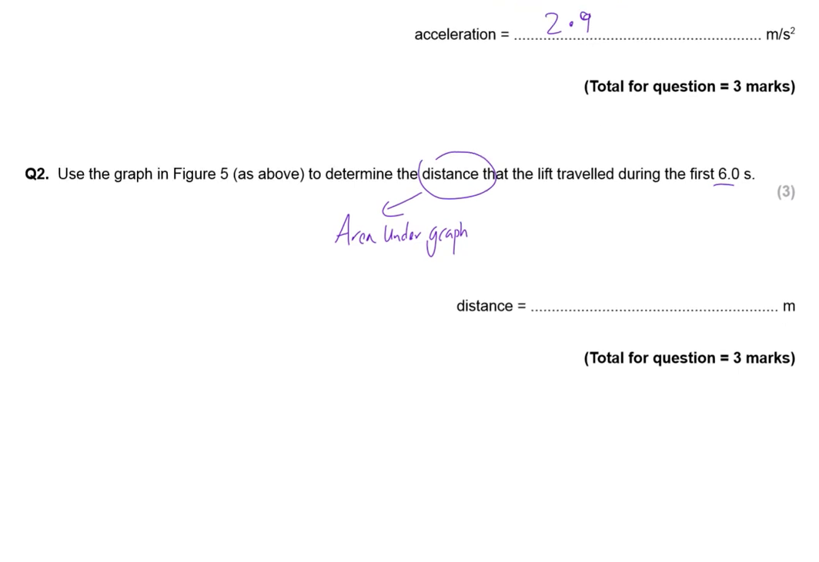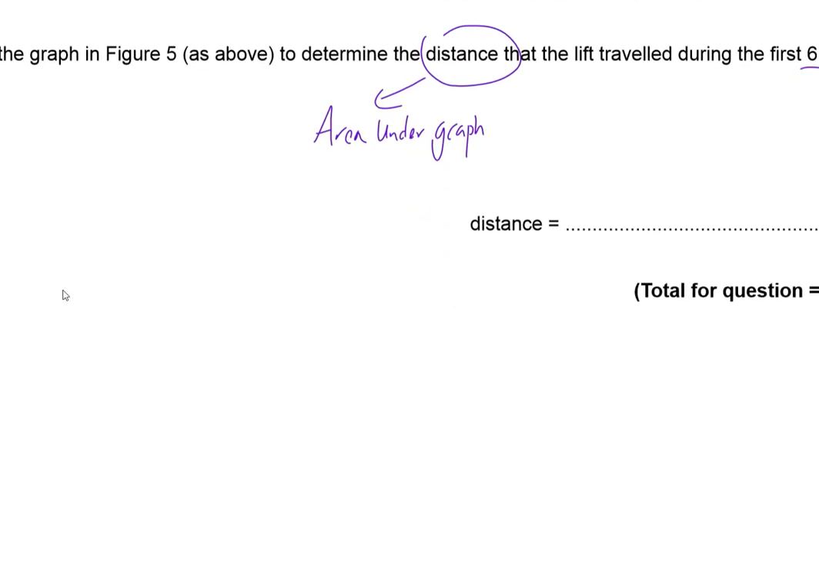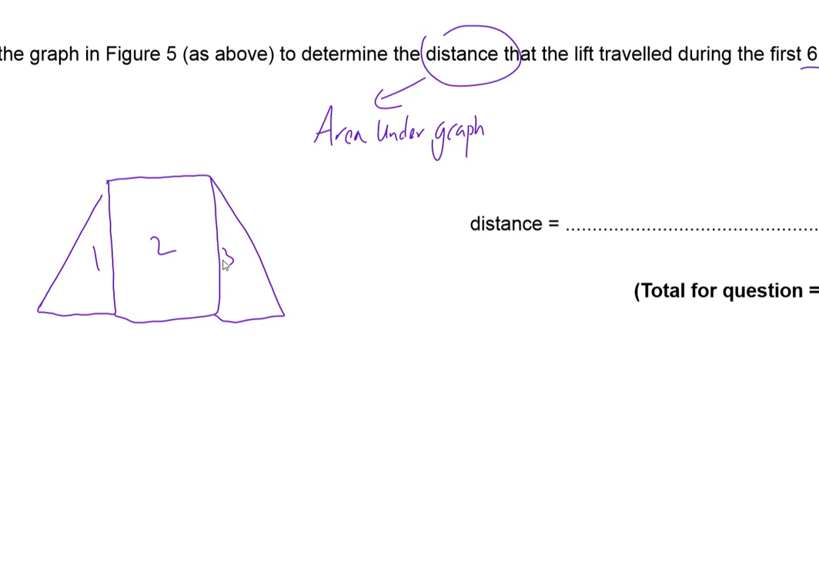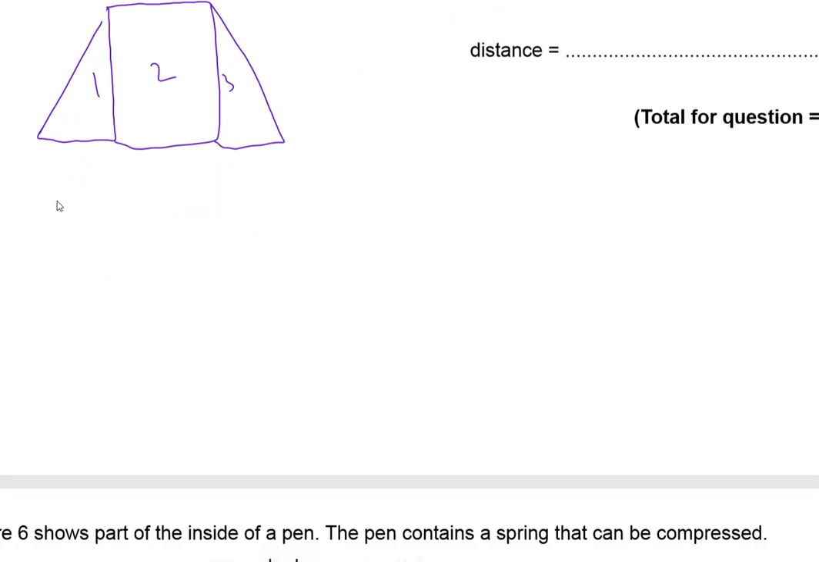So what I'll do is draw the shape here. First of all we have the triangle, then we have the rectangle, and then we have a small triangle here. So we've got 1, 2, 3, and we need to work out the area of these 3. We'll work out the area of the first one, which is half times 1.4 times 4.